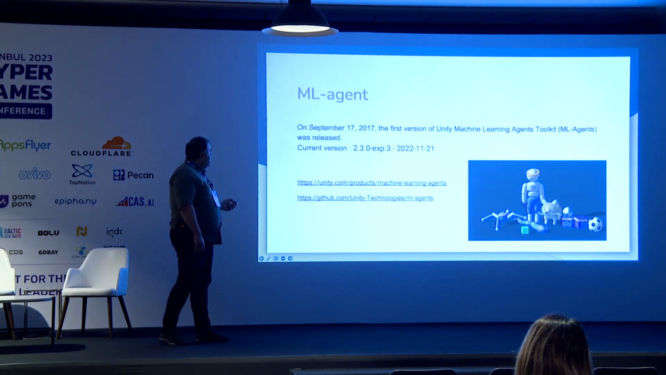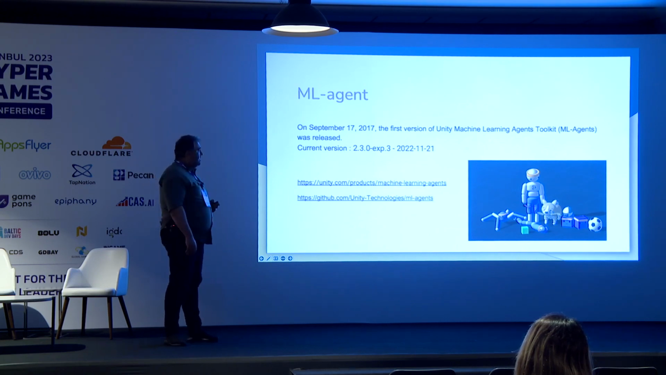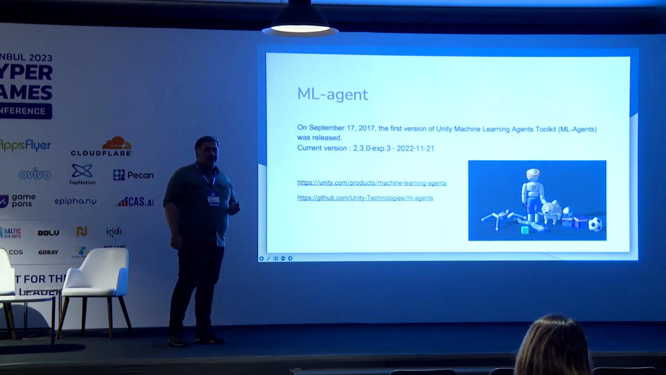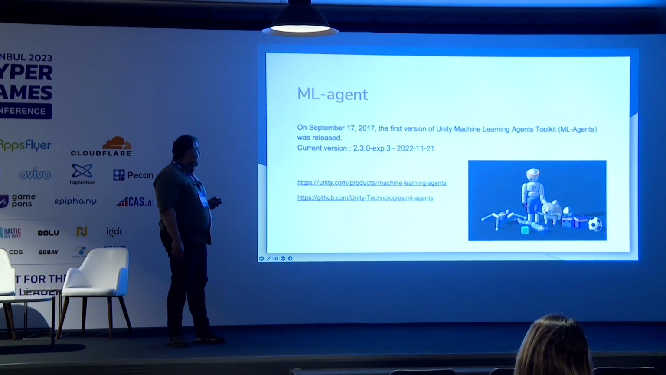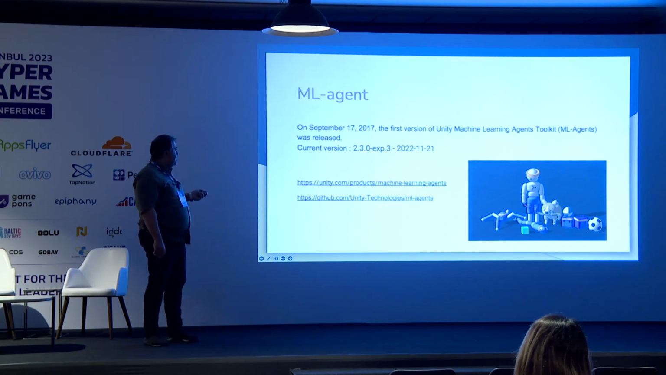First of all, in September 2017, Unity released the first version of ML Agent. The purpose of ML Agent was to help developers use Unity to train and use machine learning and intelligent agents for their games, inside Unity. The current version of ML Agent is 2.3.0.